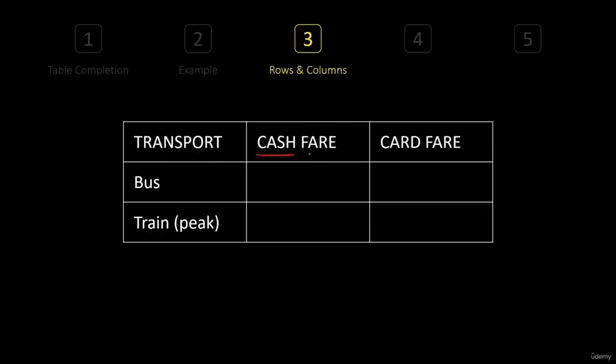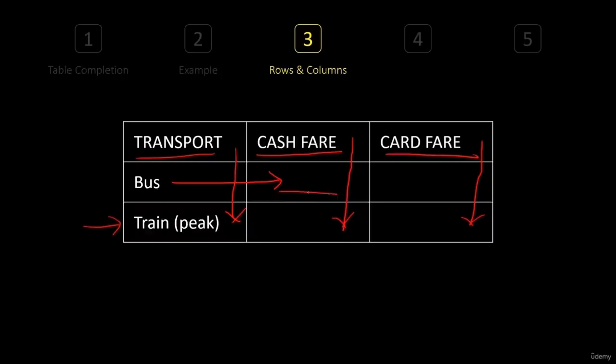If you look here, we have cash fare, card fare. So when they talk about cash fare, they're going to talk about this column. When they talk about card fare, they're going to talk about this column. When they talk about transport, what kind of transportation is used, we are going to talk about this column. Now look at the rows. Bus, when they talk about bus, cash fare, they're going to talk about this row. Same way, for train in peak, they're going to talk about this row. The rows and columns will provide you information about what will be here. Or in a way, you can predict from here using rows and columns.